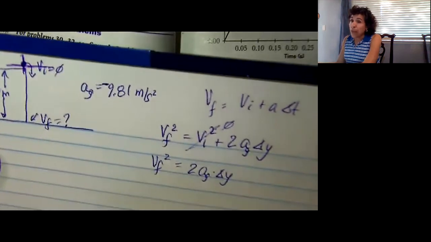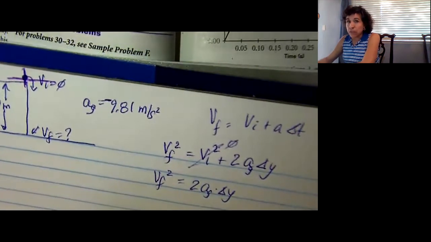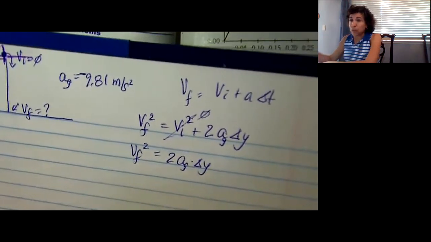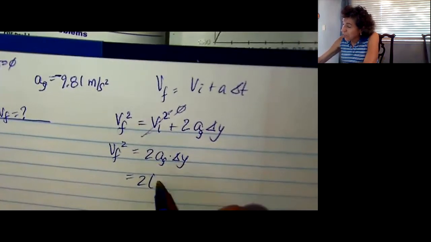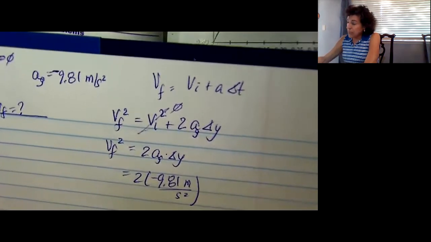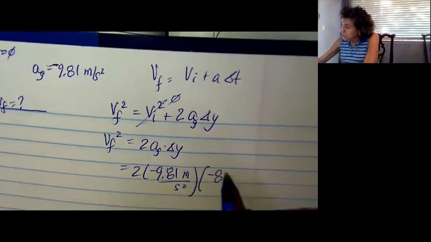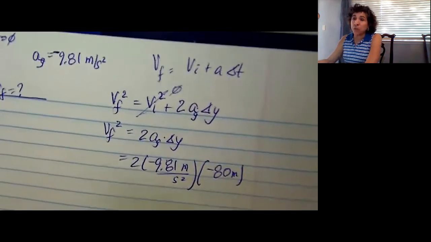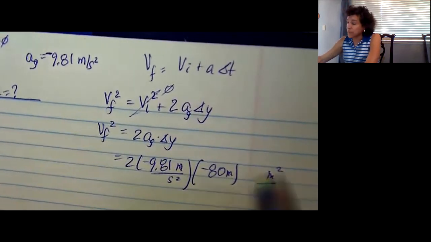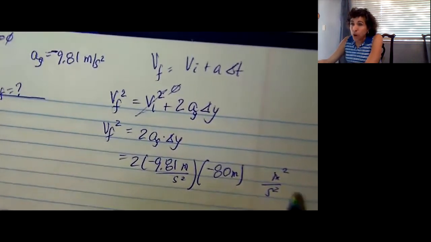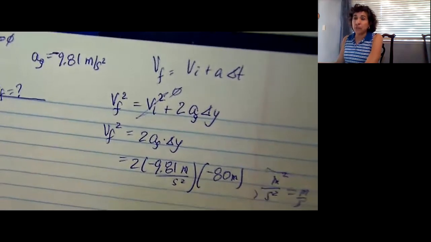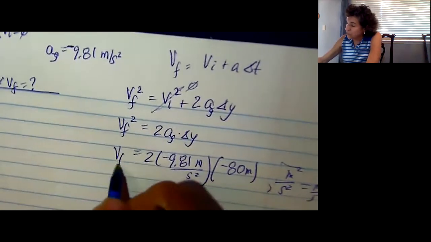If you forget that somehow, you should have gotten a negative under the square root, because you can't take a square root of a negative number. All right, let's plug it in. I have 2 times negative 9.81 meters per second squared times negative 80 meters. Let's look at our units: meters times meters is meters squared, and in the denominator I have seconds squared. Good, because when I take the square root of meters squared divided by seconds squared, I'll get meters per second. So I'm doing good for V final squared.